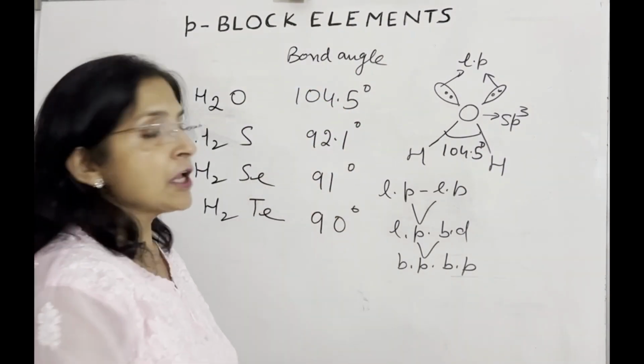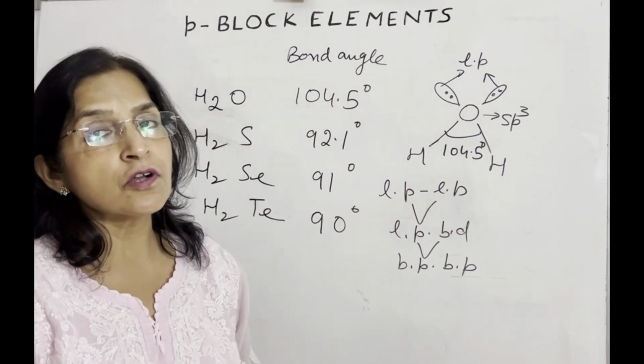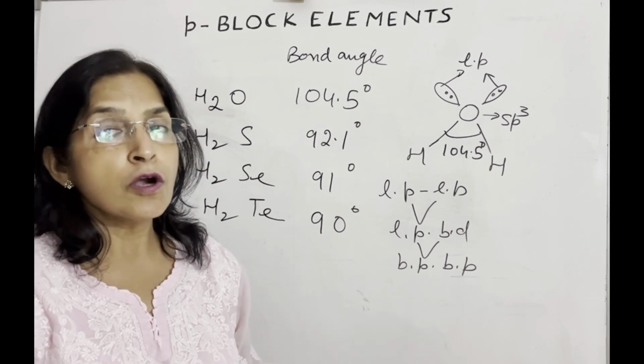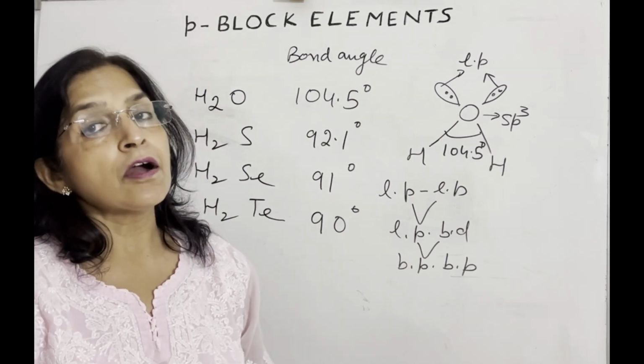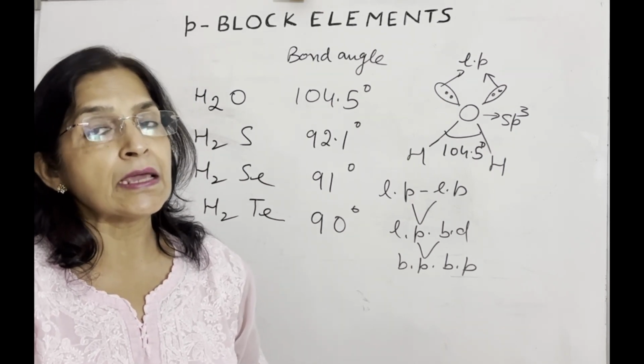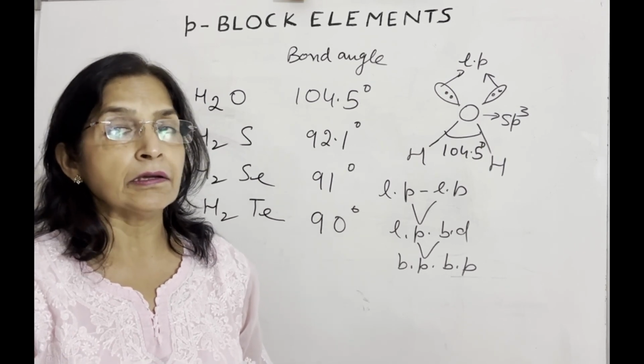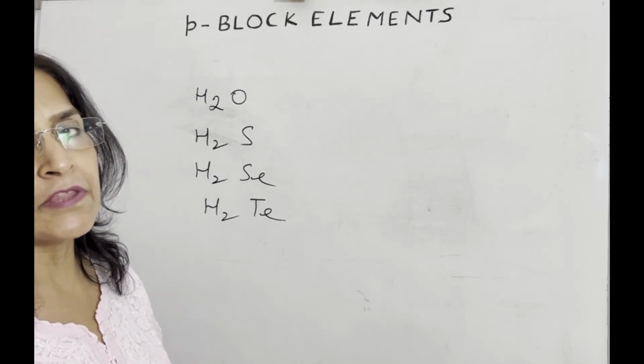As we move from sulfur to tellurium, the atomic size of the central atom increases and electronegativity decreases, which means the bond pair of electrons tends to lie away from the central atom. This means there is less repulsion and the bond angle is closer to 90 degrees. Now next is the boiling point of these hydrides.